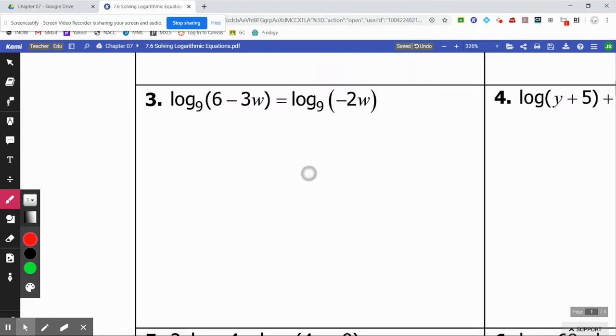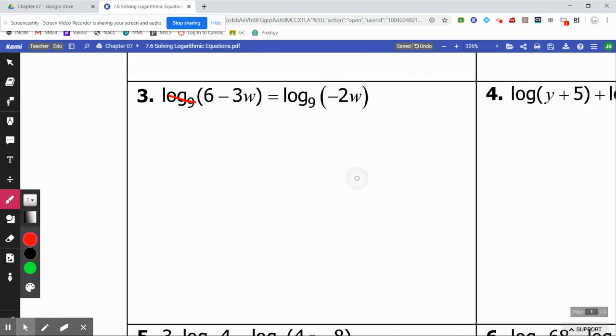Number 3, forget about the logarithms. Set the other stuff equal to each other. I'm going to move my minus 3w by adding 3w, and I get that 6 is equal to w. That was pretty simple. I'm done. Let's plug that in to check. 6 minus 18, that's going to be a negative 12 equals negative 12.